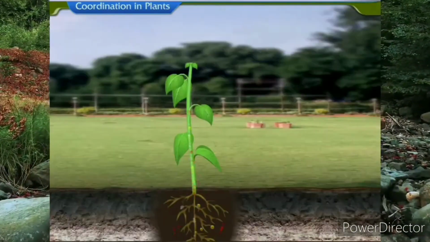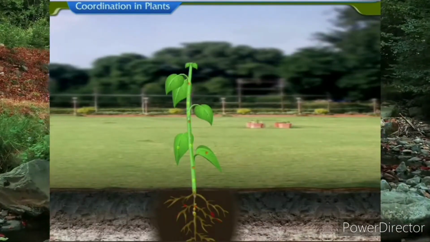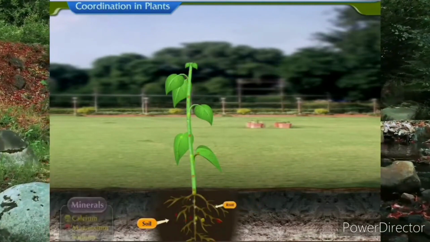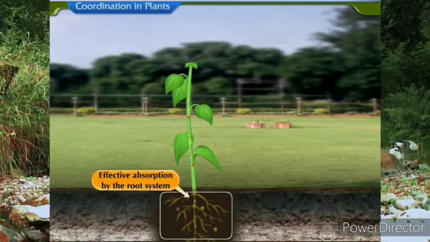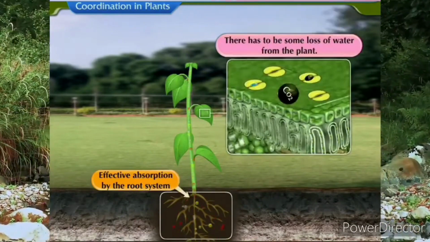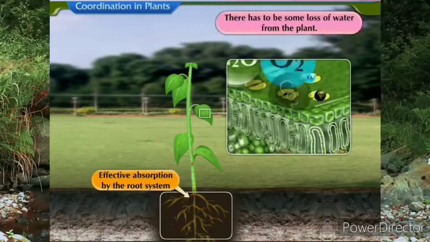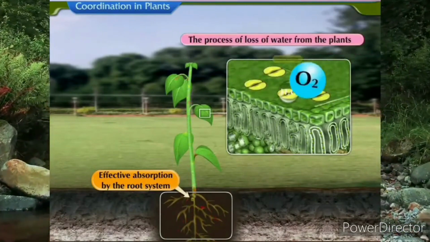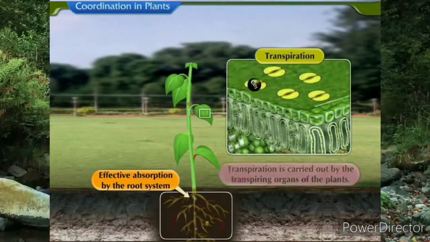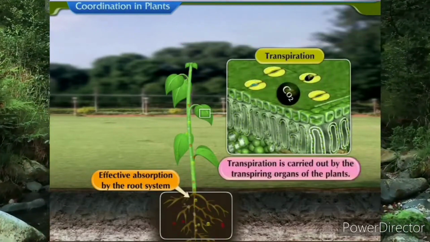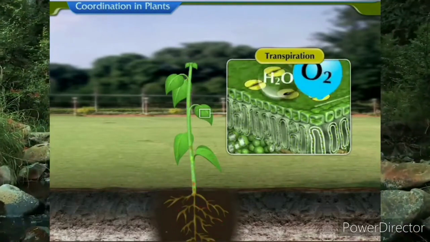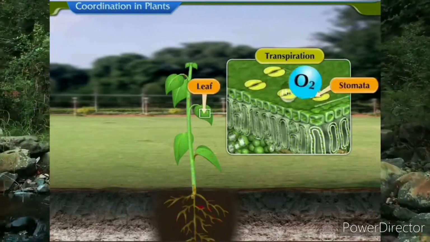Plants absorb water, in which minerals are dissolved from the soil with the help of their roots. For effective absorption by the root system, there has to be some loss of water from the plant. This process of loss of water from the plants is known as transpiration. It is carried out by the transpiring organs of the plants. Transpiration takes place in the leaves through the stomata.